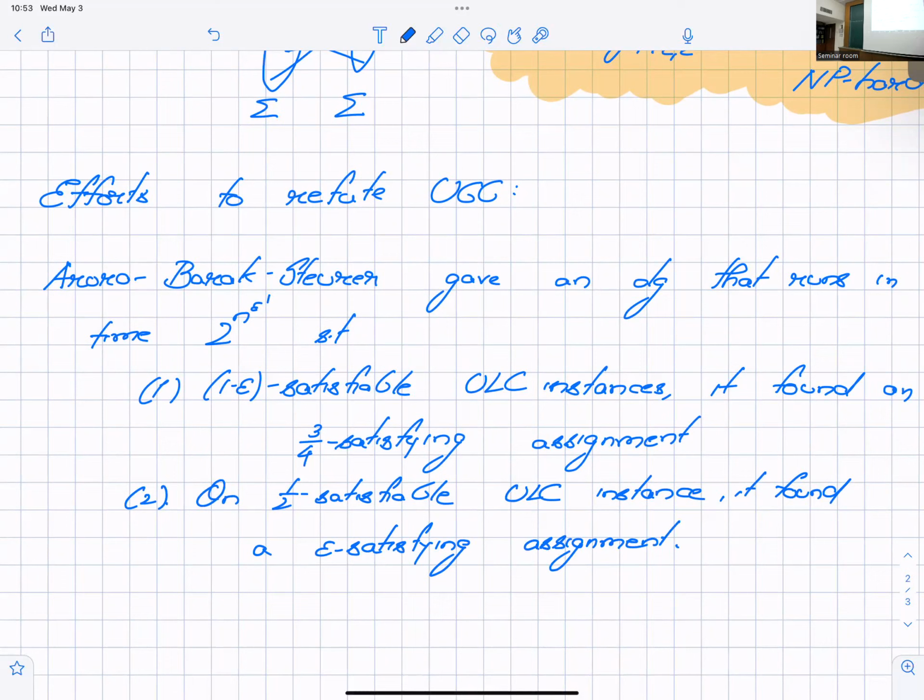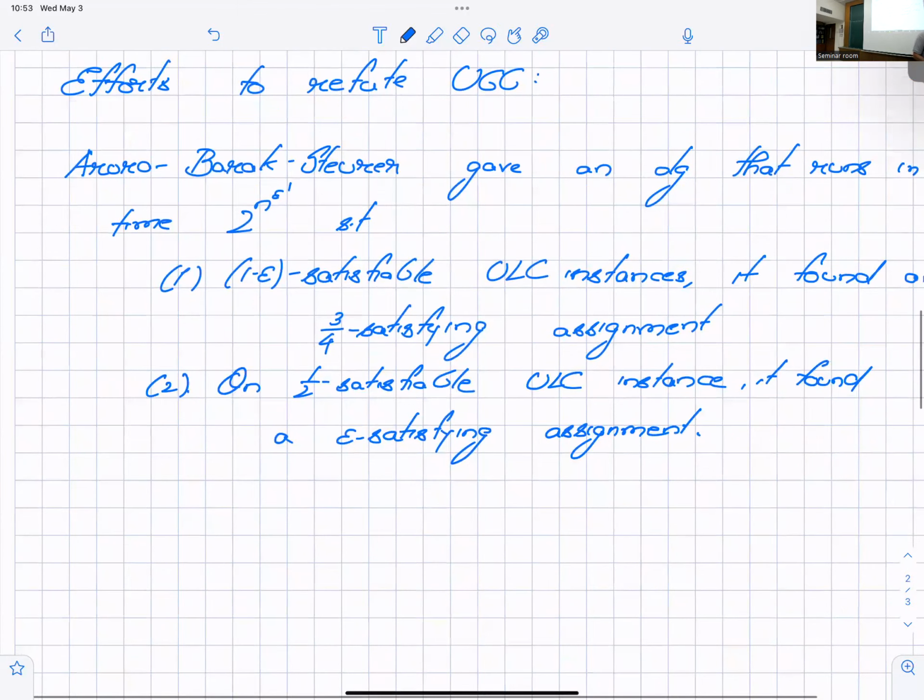Notice if they had given a polynomial time algorithm, this would have refuted UG. They didn't give a polynomial time algorithm. They gave a 2 to the n to the epsilon prime algorithm, and epsilon prime went to 0 as epsilon went to 0. Then doesn't that mean UGC and ETH cannot both be true? Yeah, so the question is, the moment this result of Arora, Barak, Steurer came, what does that mean?